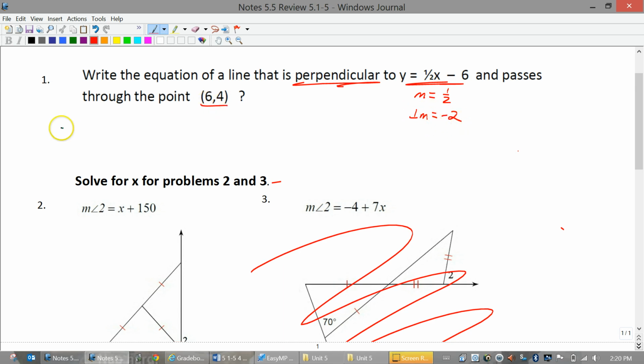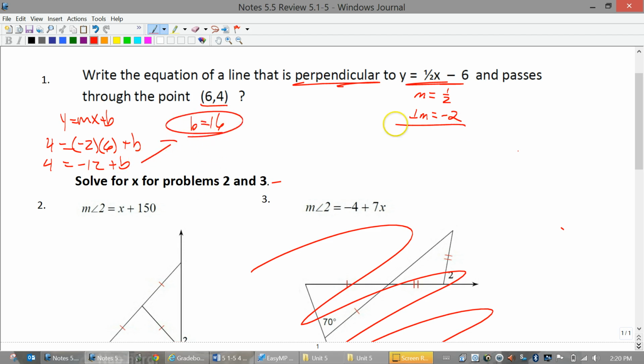And through this point. So if we use this method, first we put 4 in for y, we put -2 in for m, and we put 6 in for x. Drop the rest of the stuff, then we solve that equation. We get -12 plus b on the right, and we add 12 to both sides, and we get b is 16. Then we take 16 and -2, and we put it back into here. So you get y equals -2 for m, x plus b, which is plus 16.